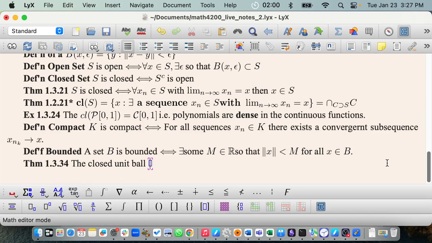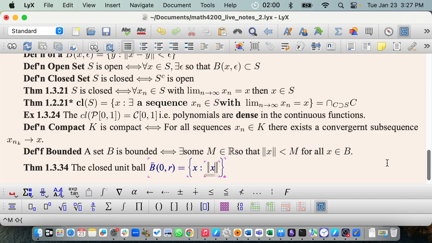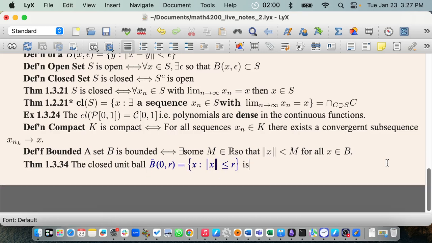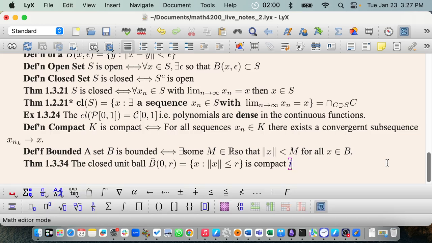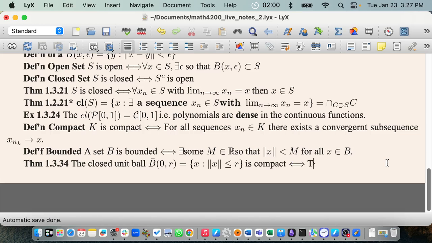So let's write it down. The closed ball B bar of 0, R, which is the set of x such that the norm of x is less than or equal to R, is compact if and only if the space is finite dimensional.